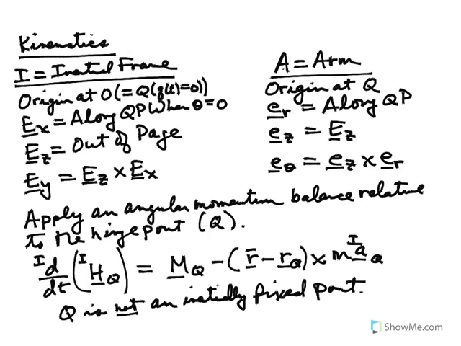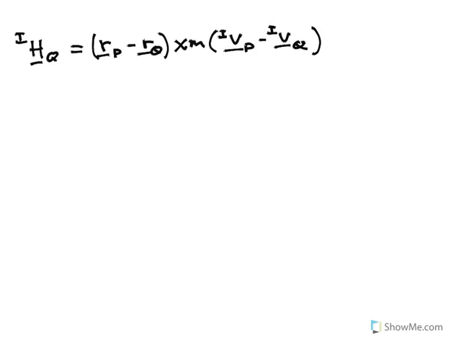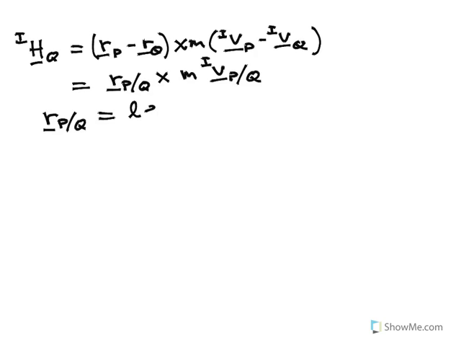So let's actually start by writing down the angular momentum. The angular momentum relative to point Q is equal to Rp minus Rq crossed with M times Vp in I minus Vq in I. Now another way that we can write that, making things a little shorter, is Rp relative to Q crossed with M times Vp relative to Q in I. So we can do this a little more quickly if we go straight into this last calculation, which is that the position of P relative to Q is equal to LER.